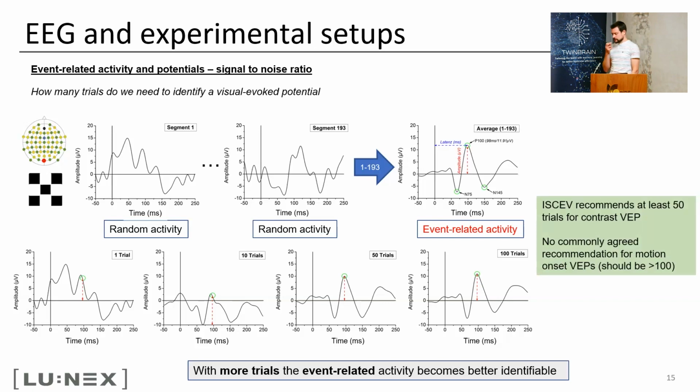Okay, so as I said, this is the ISCEV recommendation. Unfortunately, there is none for the motion onset visually evoked potentials. So what we figured out is that it should be around 100 or higher. Typically you then get quite a good visually evoked potential also for the motion onset VEP, but officially in the literature I did not find any recommendation from this ISCEV board.